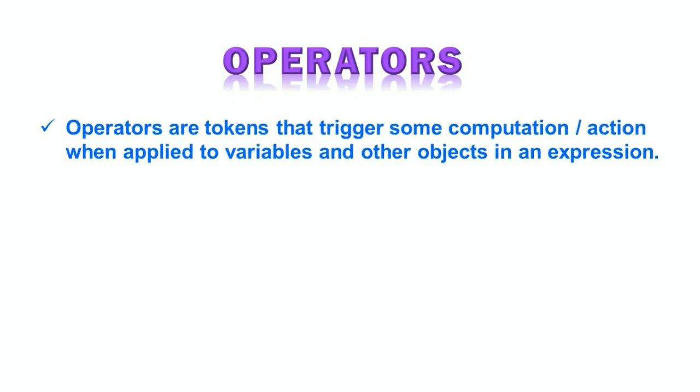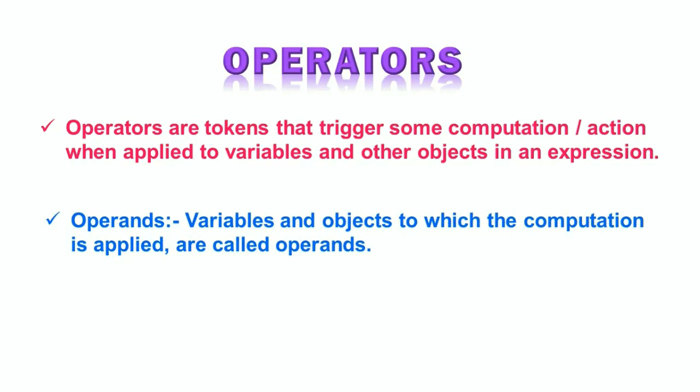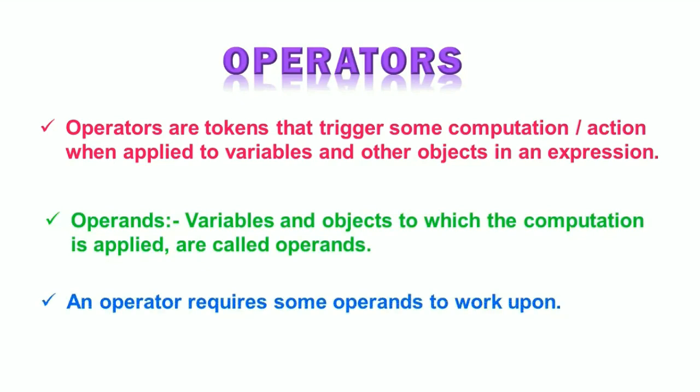Now we have the types of tokens, that is operators. Operators are tokens that trigger some computation or action when applied to variables and other objects in an expression. In this respect, we need to know what operands are. Operands are variables and objects to which the computation is applied. An operator requires some operands to work upon.